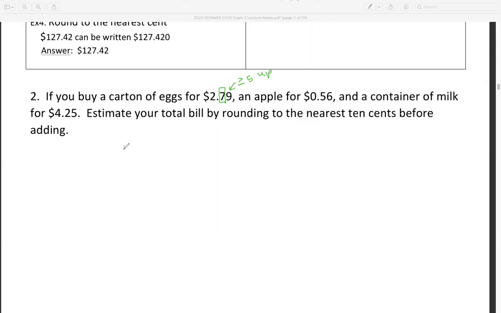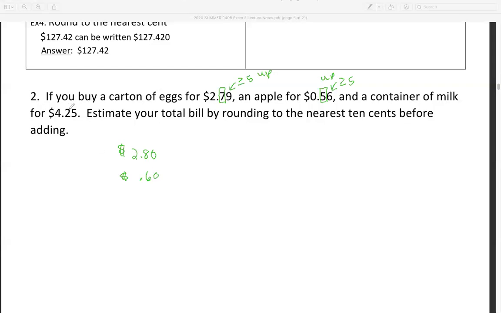So we'll have $2.80. So it's having 8 dimes, or 8 10 cents. And then here, again, the 5 is in the tenths place, and that number 6 is greater than or equal to 5. So we're going to go up again, up to 60 cents.